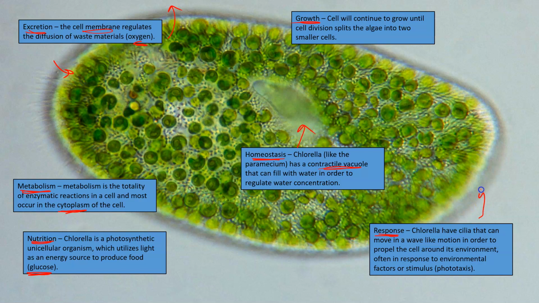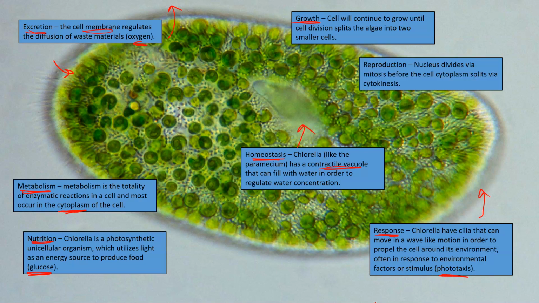Chlorella have cilia, which are not as visible as in the Paramecium. They're a little blurry in this particular image. But they can move around their environment, just like the Paramecium, to and from light. Again, I called it phototaxis in the last slide. I'll call it phototaxis here. But when you move in response to an environmental stimulus, like light, that is called phototaxis. Okay? And reproduction. One cell can, via mitosis, split into two.